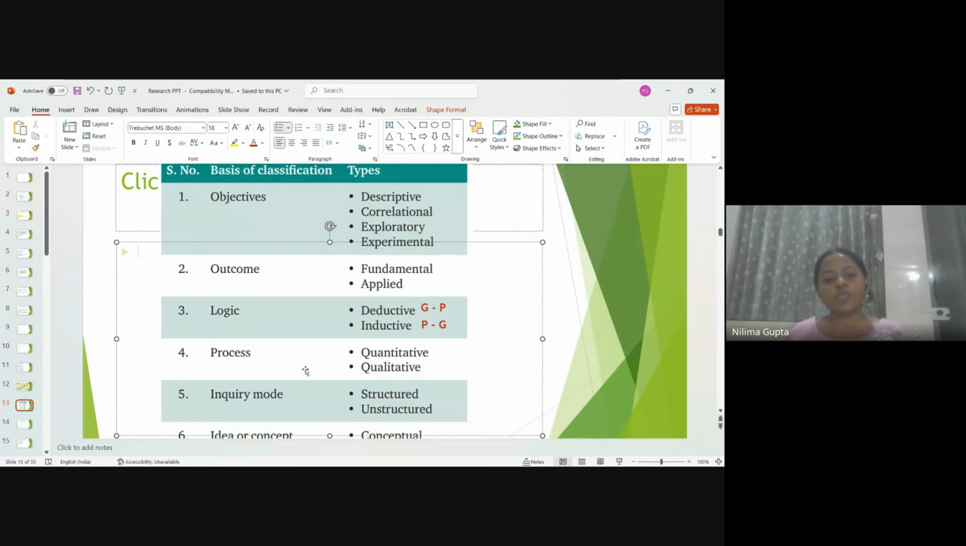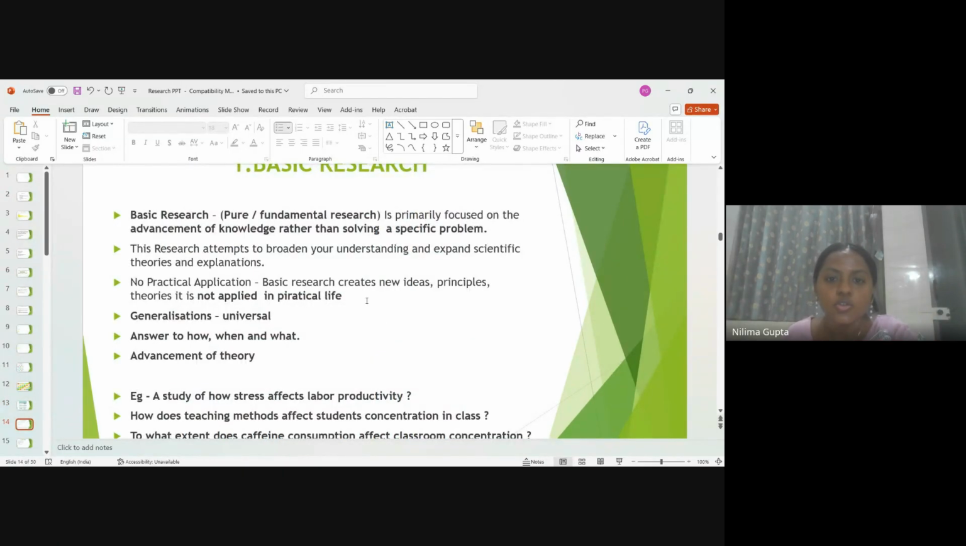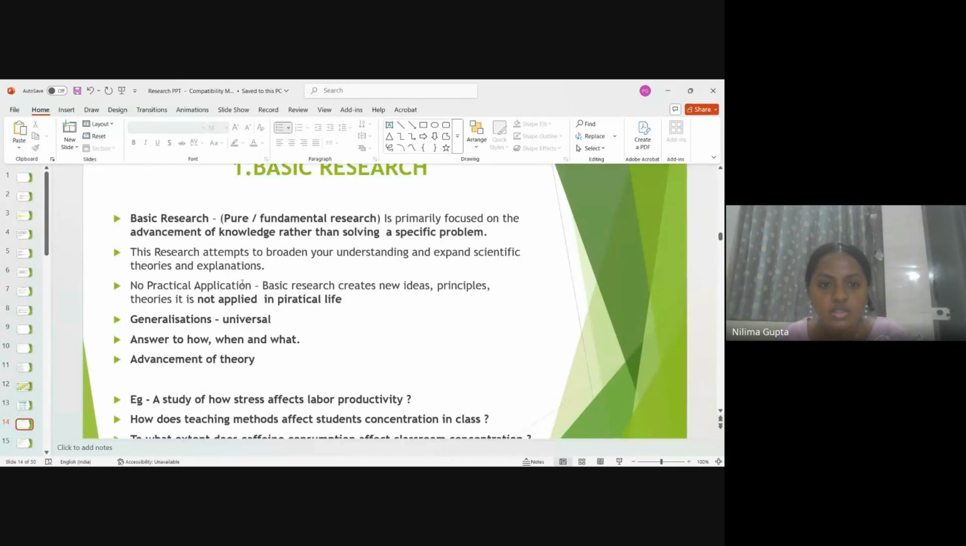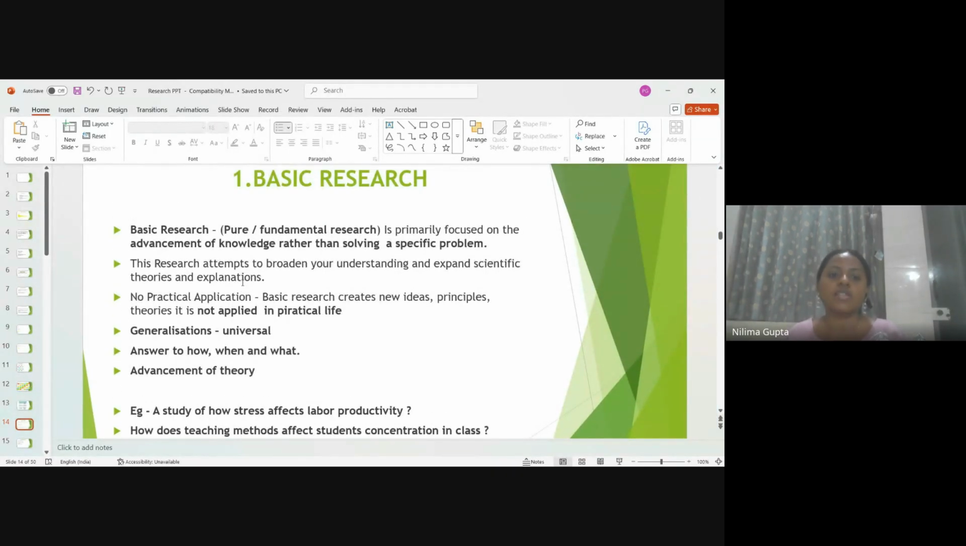Then on the basis of process, we have quantitative and qualitative. And on the basis of inquiry method, we have structured, unstructured, and other things. Now let us start with the very first research, that is basic research. Basic research is also called pure research or fundamental research. Again, the name is very important. If I say basic, pure, or fundamental, it all means the same.